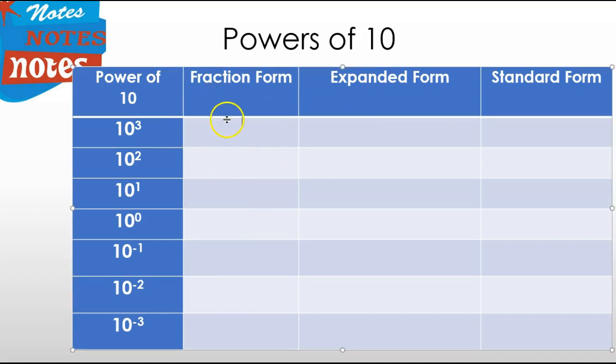All right, so 10 to the negative 3, there is no fraction form. The expanded form would be 10 times 10 times 10. That 3 tells me that I have 3 10s that I'm multiplying. And the standard form for that would be 1,000.